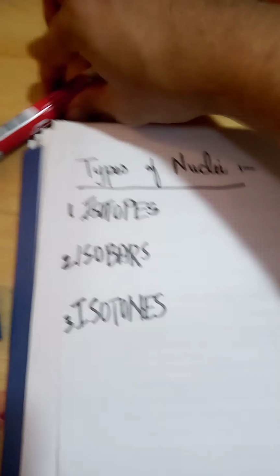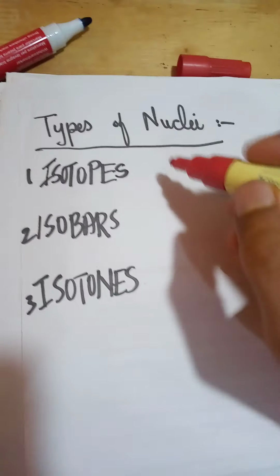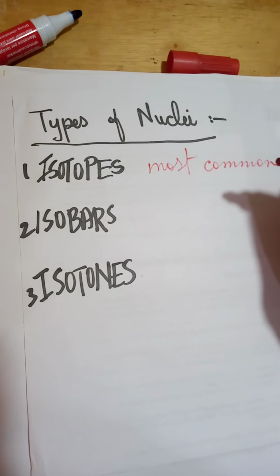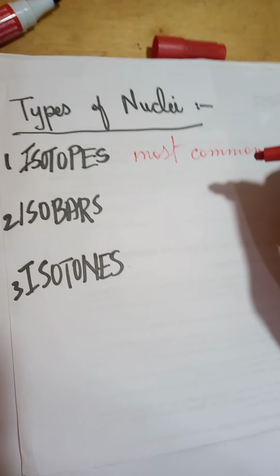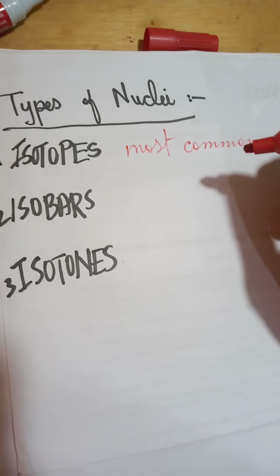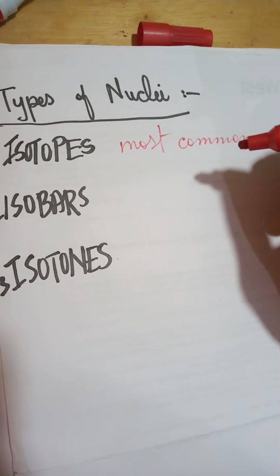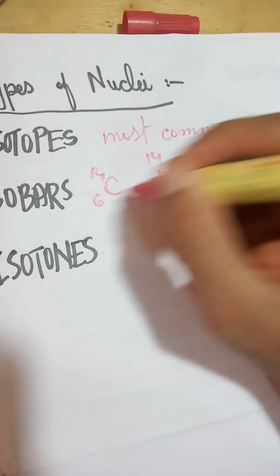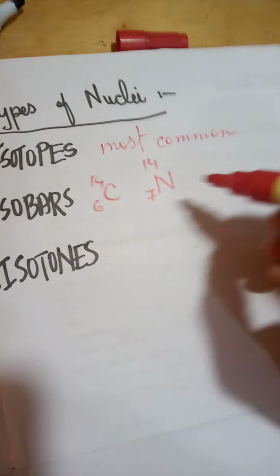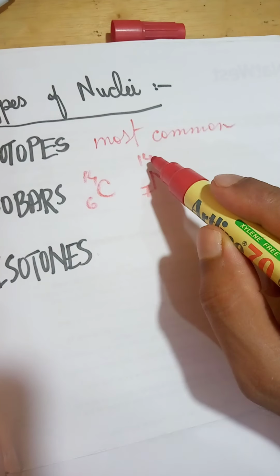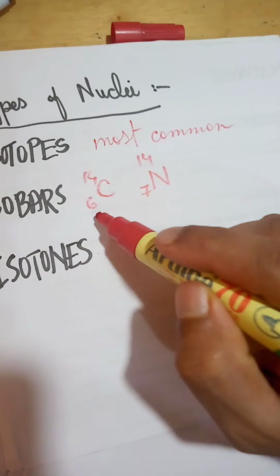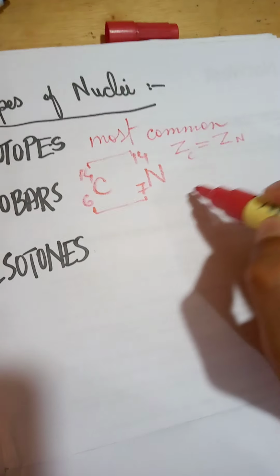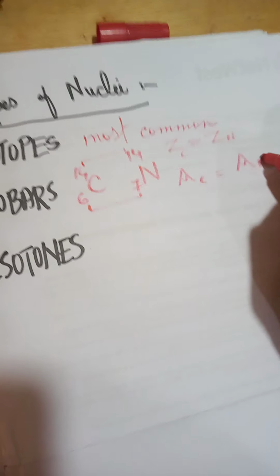In isotopes, it's the most common one, and isobars are nuclei with the same atomic weight. For example, carbon 14 and nitrogen 14. So one has 6 protons and the other one has 7 protons. So they differ in number of protons, but they don't differ in number of nucleons. So the bottom one is different, but the top part isn't. So the nucleon number is the same, but the atomic number is not the same.